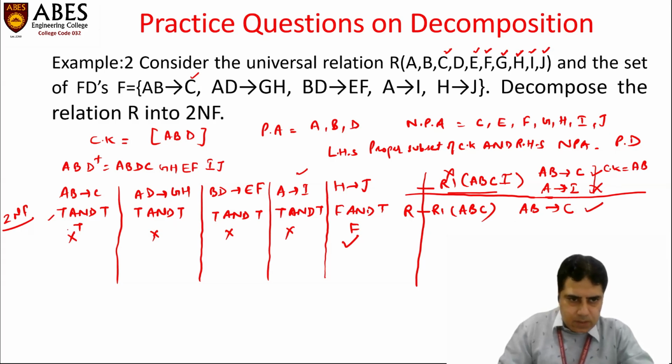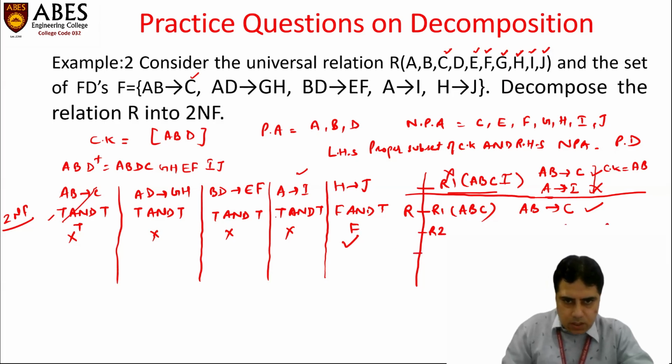Now decompose further. Now take this AI. A determines I. Now the candidate key here is A. So this is in 2NF.